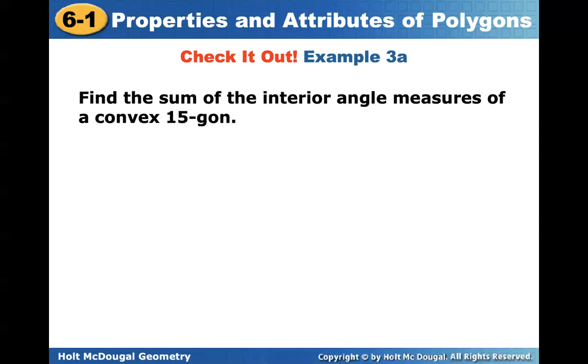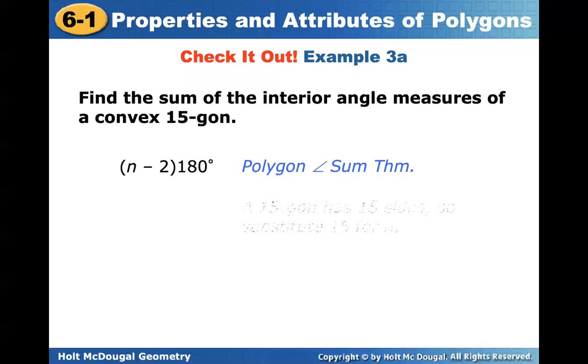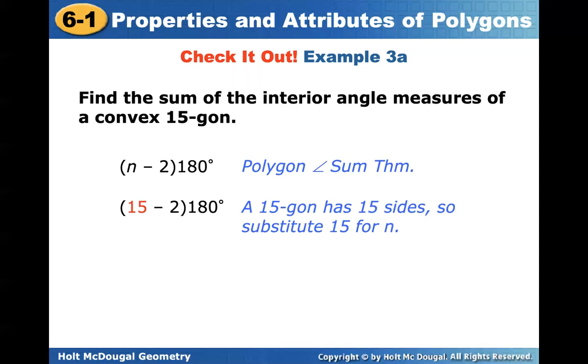All right, 3A. Find the sum of the interior angle measures of a convex 15-gon. Again, you're going to take 15 minus 2, and then take that times 180. 13 times 180 is 2,340 degrees. And that's all we really needed here. We just need the sum of all of them. It's not a regular polygon. If it was a regular 15-gon, then you could divide this by 15 and that would give you what each angle is, but it's not.